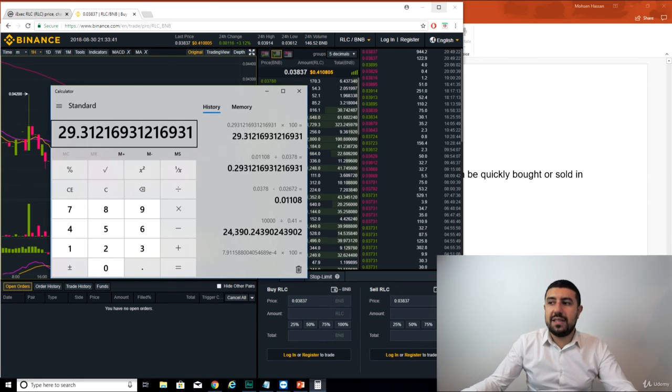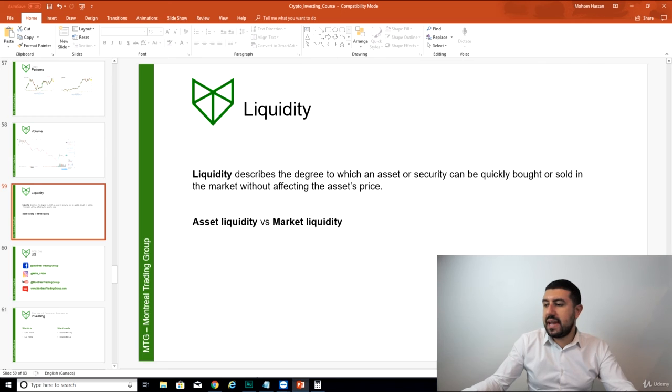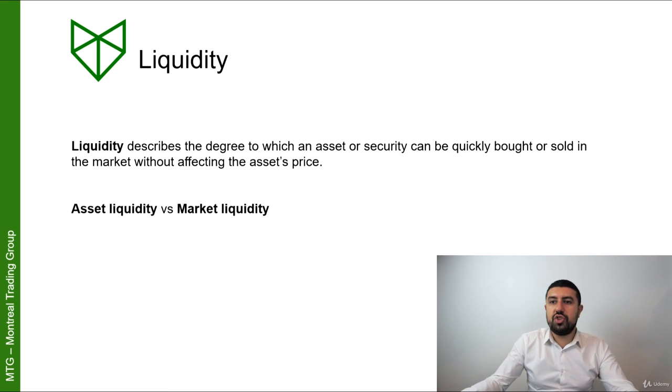And imagine trying to sell something like this when the market is actually dropping. Imagine the market is just dropping. There's no buyers. People are canceling their buy orders, and you want to sell this. You're going to have to sell it at such a bad price. So based on the size that you trade, make sure you're investing in things that are liquid enough.